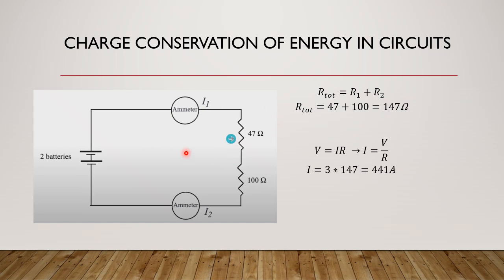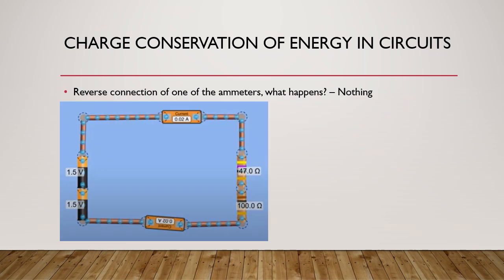So here we have this circuit. We have two batteries, each of 1.5 volts, meaning we have 3 volts total. And then we're going to add up the resistance because they're going to be in series. And the currents I1 and I2 are going to be the same because it's all in series. And then we use V equals IR, and we get 0.0204 amps.